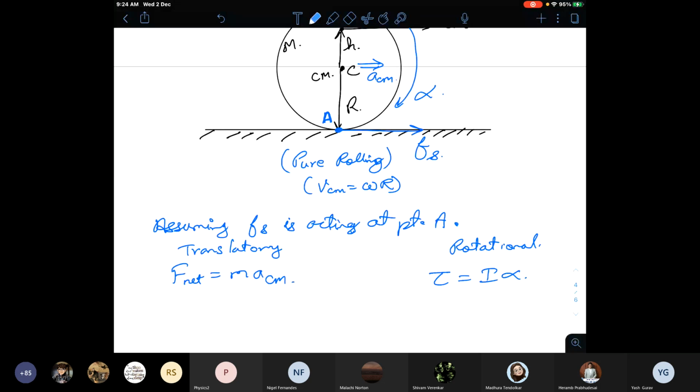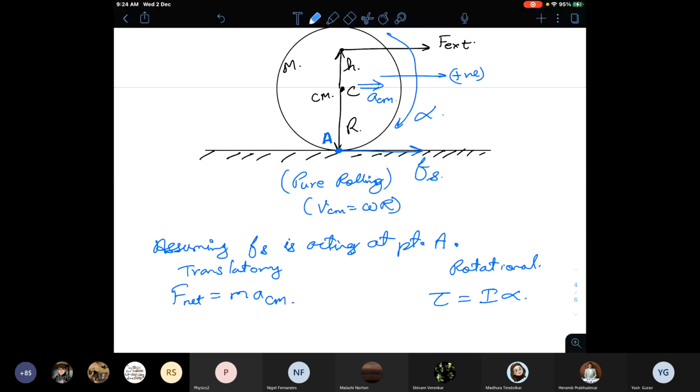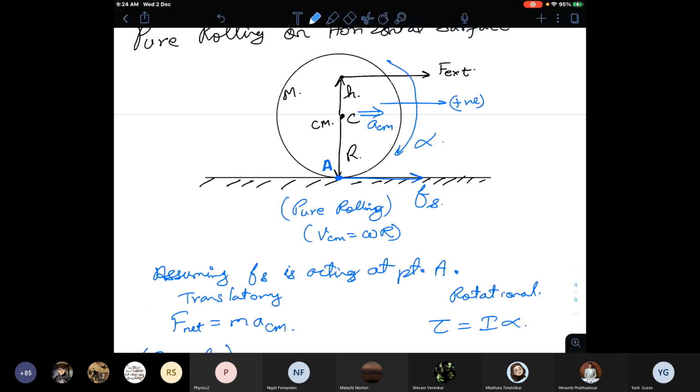Now let's take it one by one. Let's take translatory motion first. The net external force, if you see, acceleration of center of mass is considered as positive, so this direction will be positive. You can see that the net force on the object is F external plus Fs. Both are in the same direction, so they will be added up. So net force on the object becomes F external plus Fs.